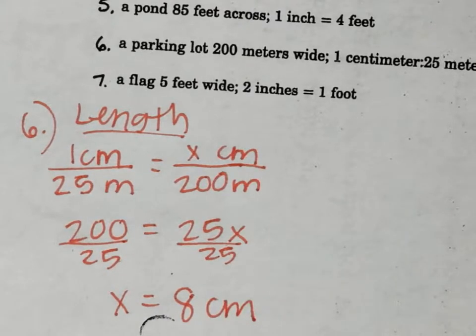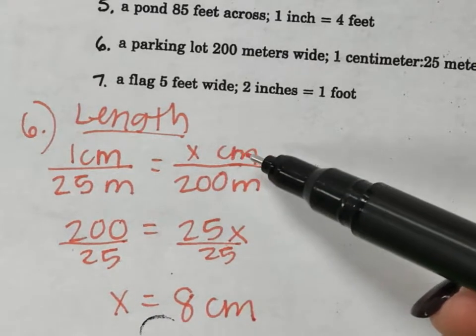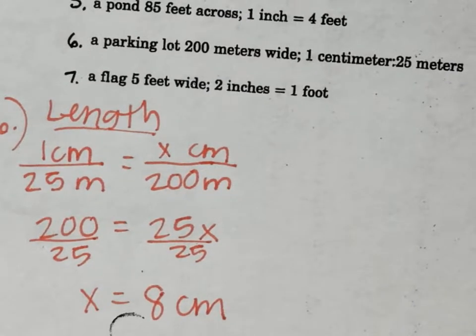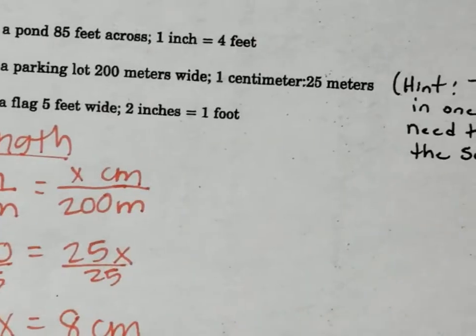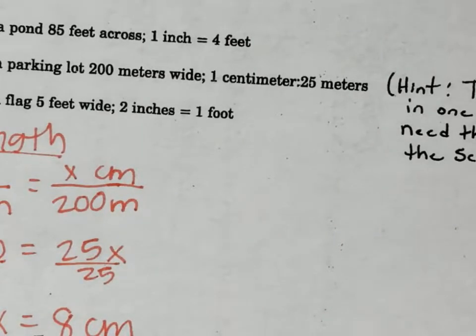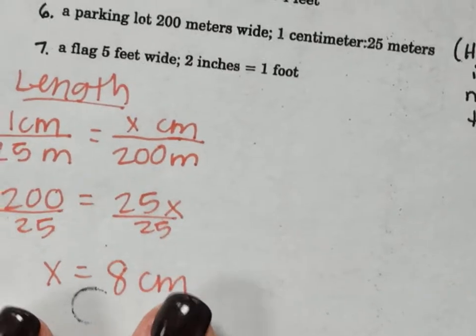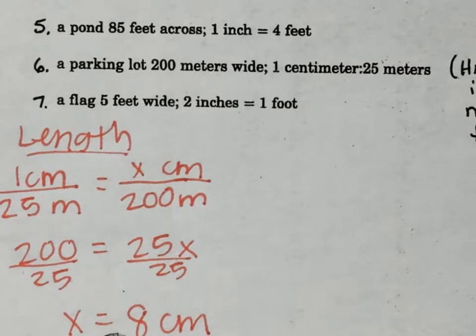centimeters, right? Because I was finding X, which was X centimeters, so that means it's 8 centimeters. So I found my length. Now what do I have to do? Am I done with the problem? No, what else do I have to find? What X equals? What did the directions tell me?